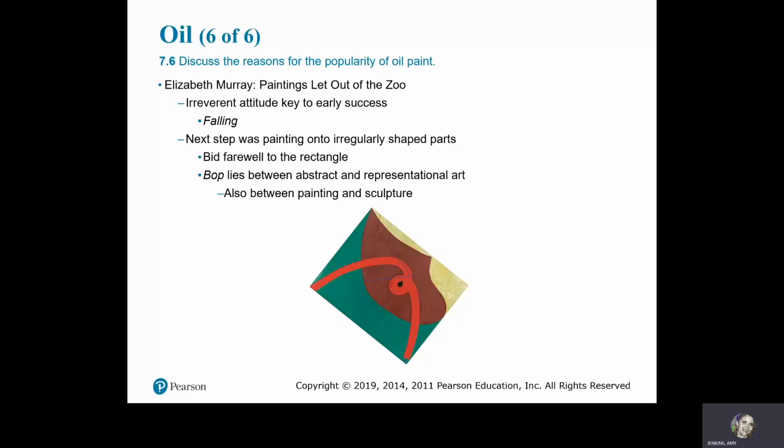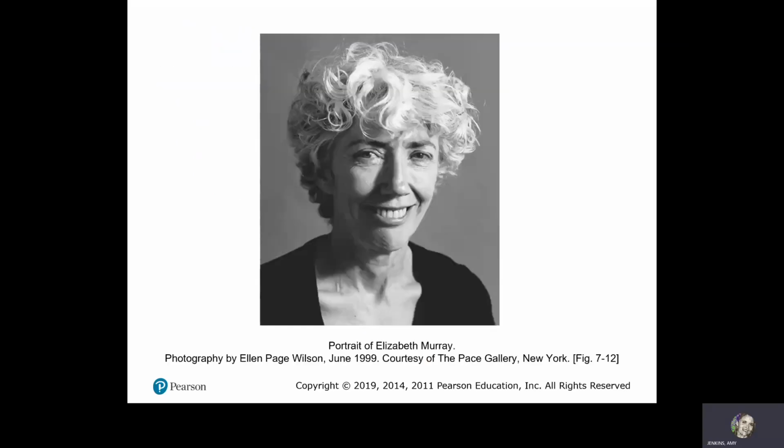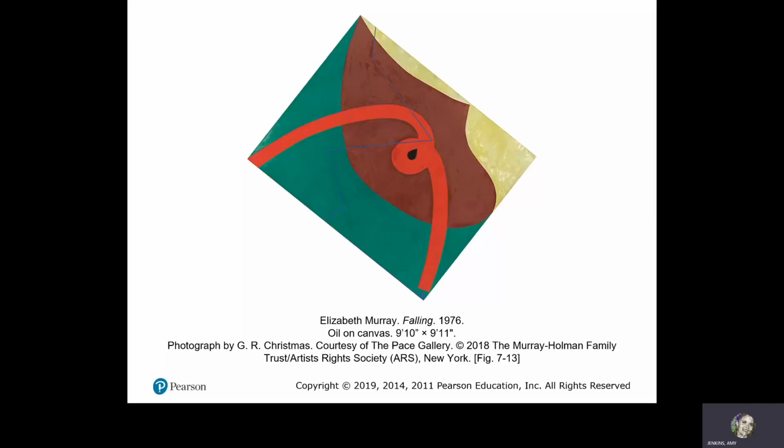This artwork is Falling. The next step was painting onto irregularly shaped parts. She bid farewell to the rectangle, and Bop lies between abstract and representational art. It's also between painting and sculpture. This is Elizabeth Murray. This is Falling.